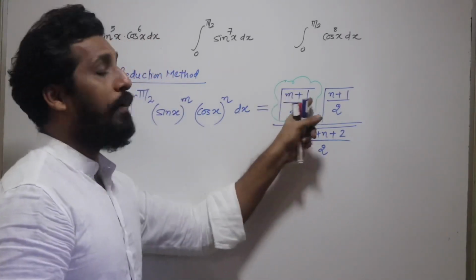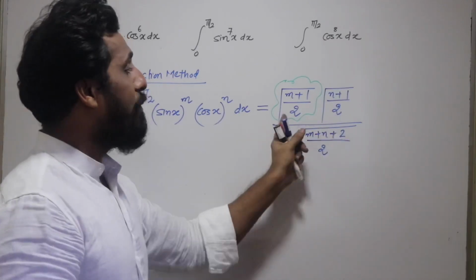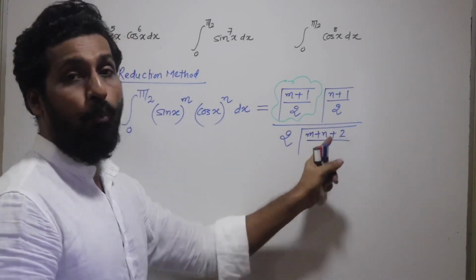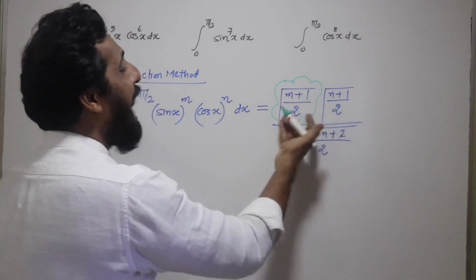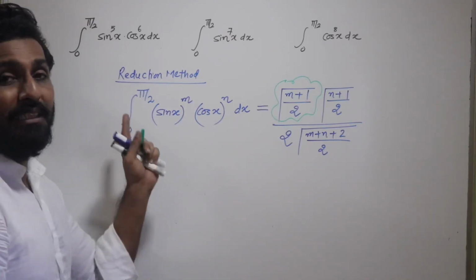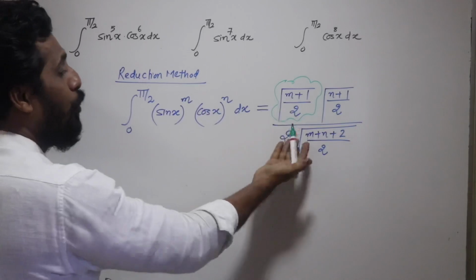So gamma of m plus 1 upon 2. The next term is gamma of n plus 1 upon 2, whole divided by, there are two terms, so I write 2 and then gamma of m plus n plus 2 upon 2. How did I get this? I have simply added these two terms. That's all. So whenever you get a problem where you have integral limits 0 to pi by 2, and sin x and cos x have powers m and n, use this formula.